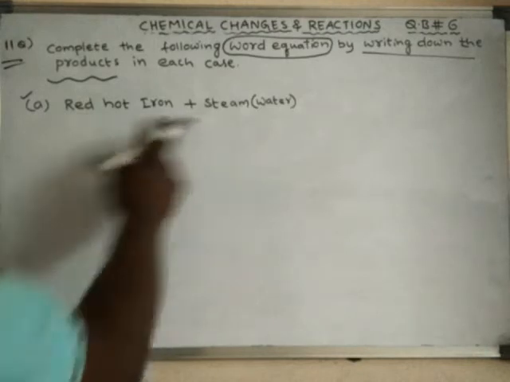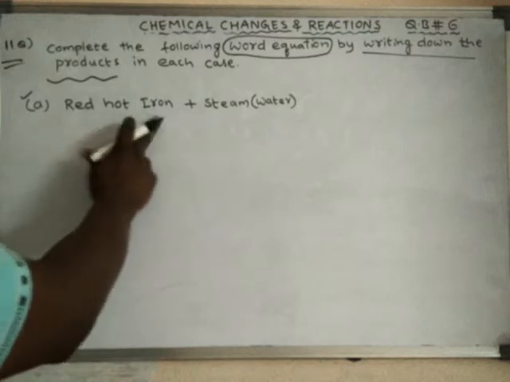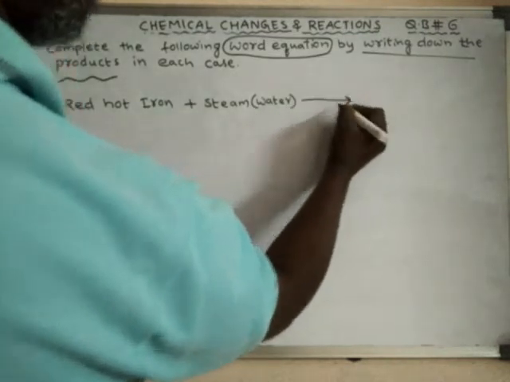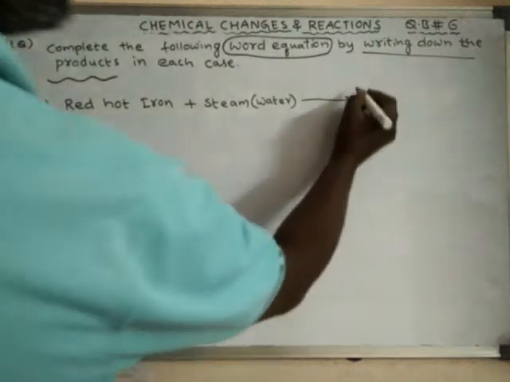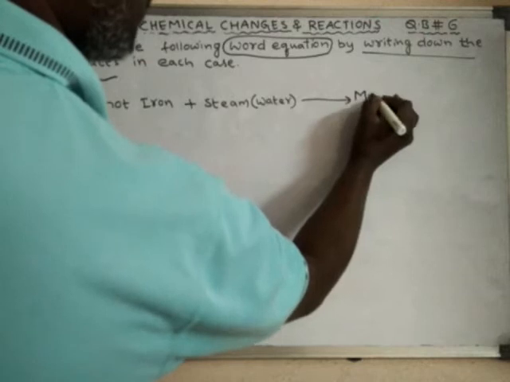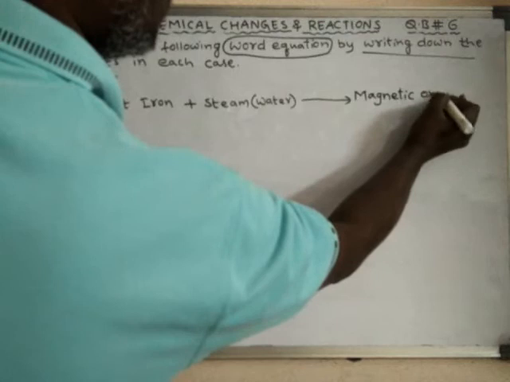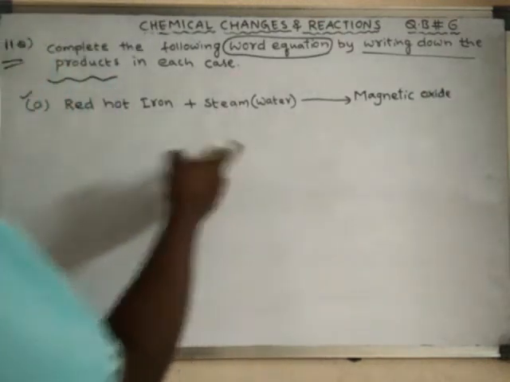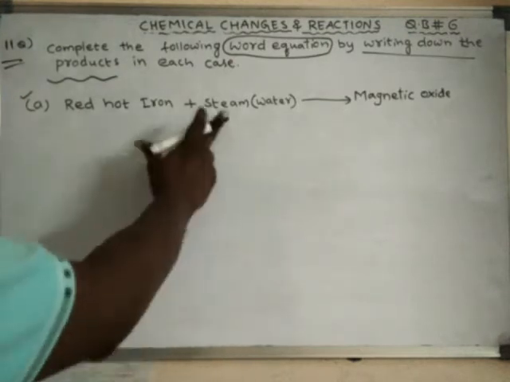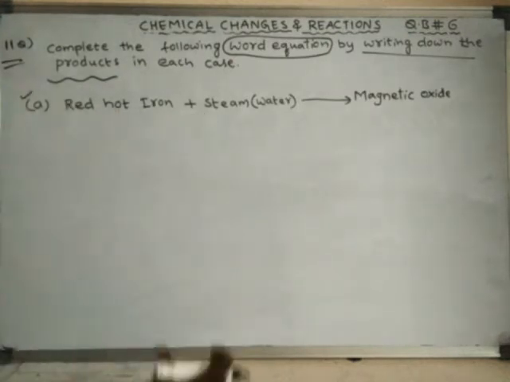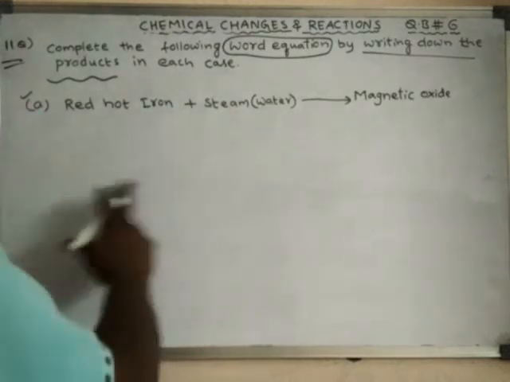What is the reaction between these two? When steam is passed over red hot iron, what happens? It forms a magnetic oxide of iron. We have to know this reaction: what happens when steam is passed over red hot iron? In order to complete this equation, we have to know this.